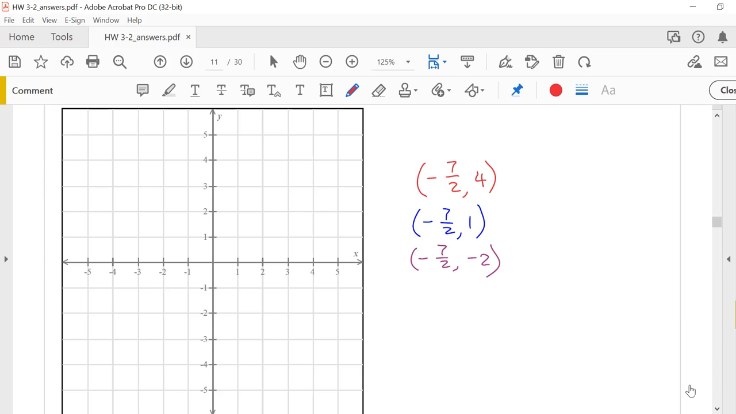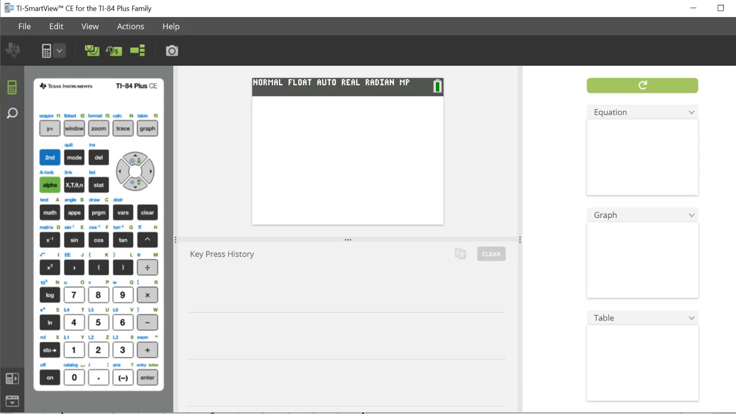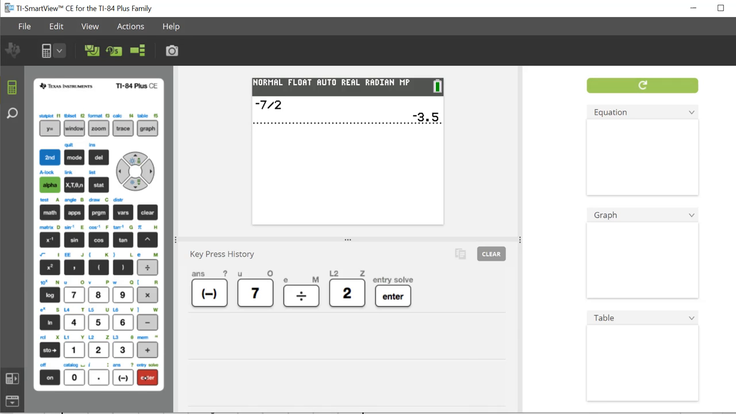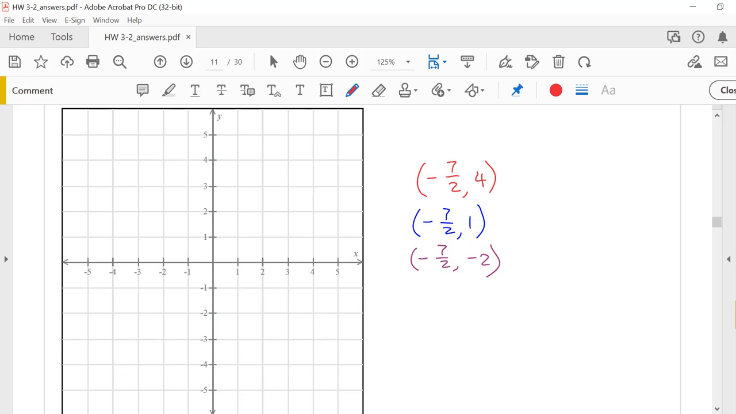To plot those 3 points, the first point is -7/2, comma, 4. -7/2 is -3.5. I'm going to go to the left 3.5, and then I'm going to go up 4. So my first point is -7/2, comma, 4. It would be right here.